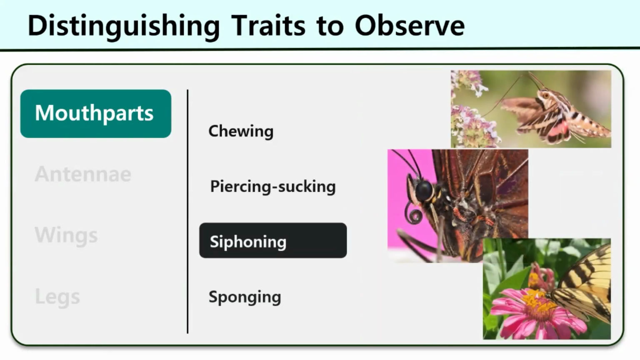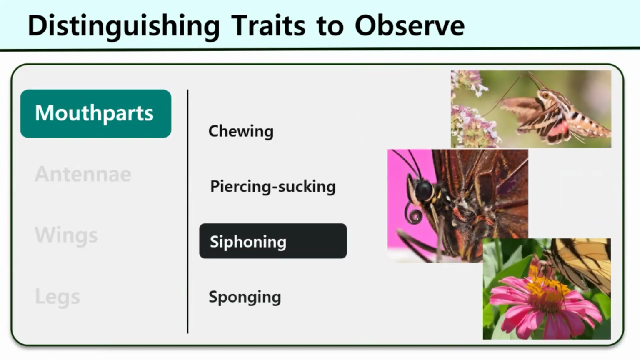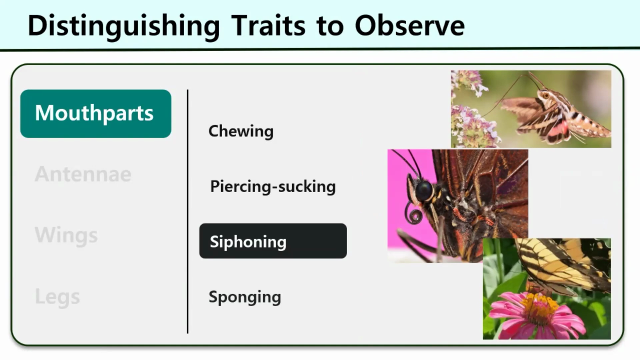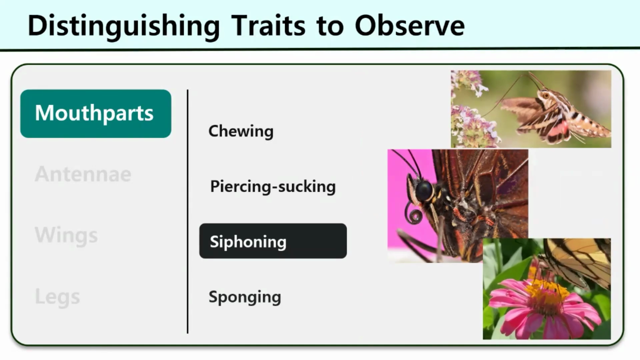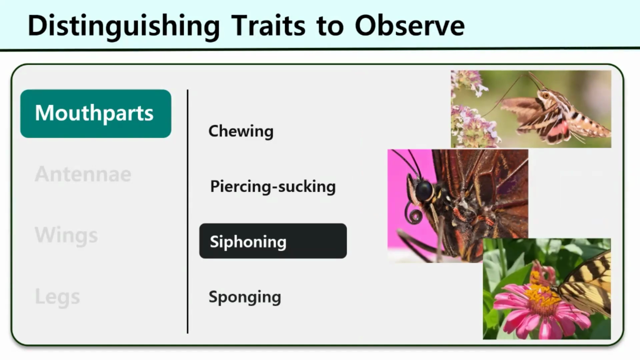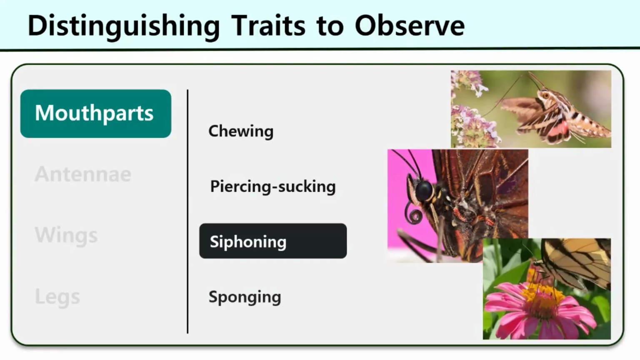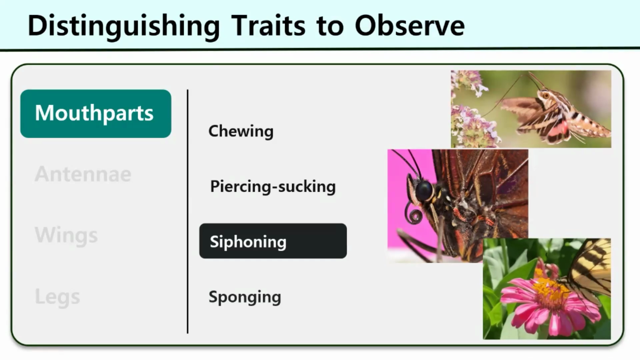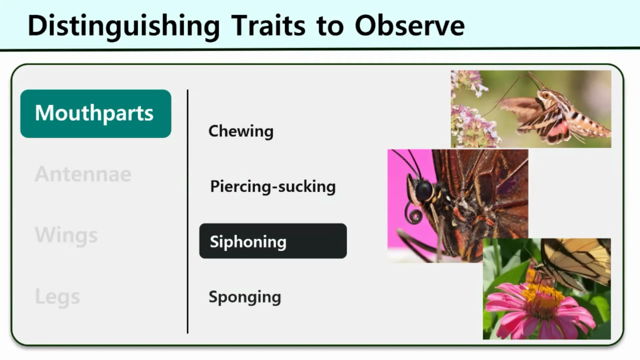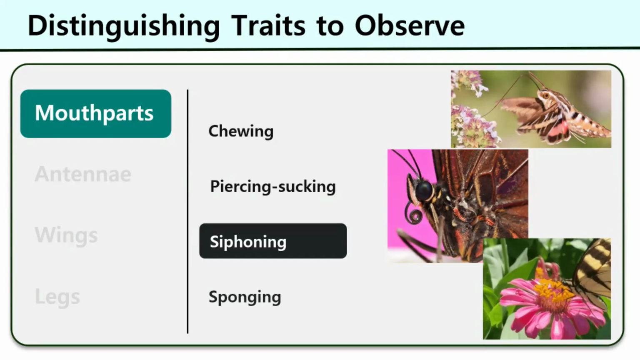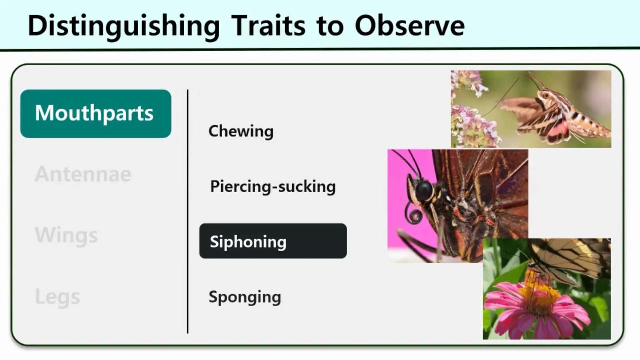Next, we have siphoning, classic examples for our butterflies and our moths. Looks like a giant rolled up tube at rest, which can coil up and retract for a lot of our species. And then when they're feeding, it extracts and is able to extract sweet nectar from a lot of blooming, flowering plants.